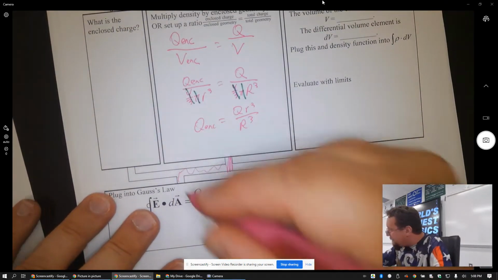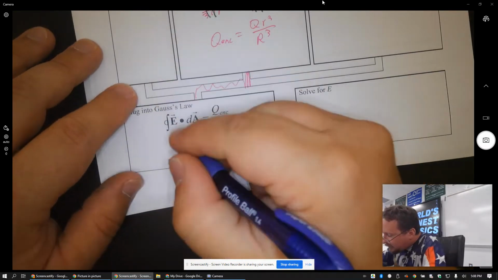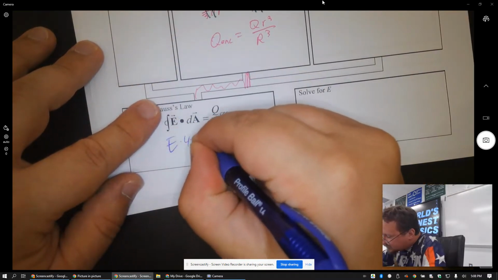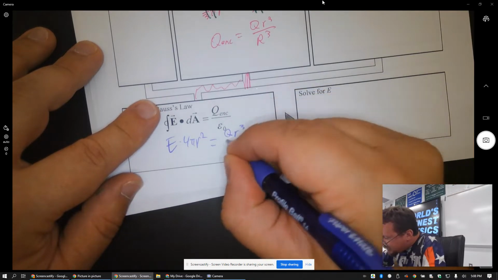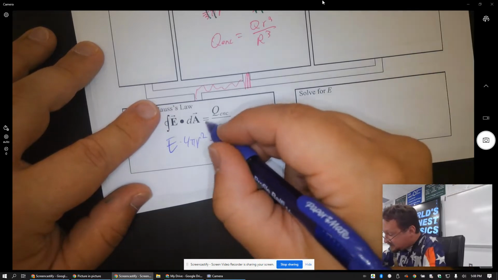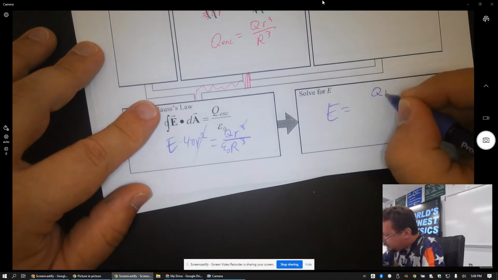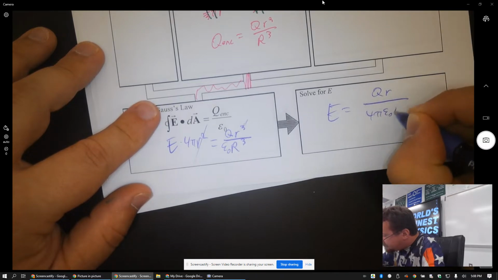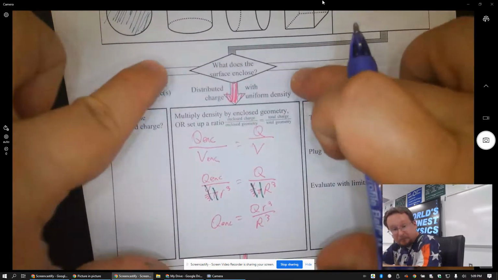Okay, come back home and let's see what we've got going on here. We've got E times 4 pi r squared, which is easy. But now we have to do Q enclosed: Q, little r cubed over big R cubed. And then you cancel that with some of that, and then you get E equals Q r over 4 pi epsilon naught big R cubed, right? But again, the key is this is the part that's tricky.